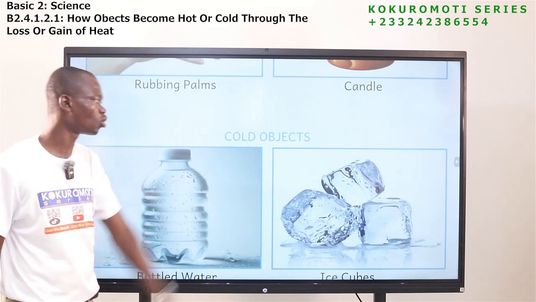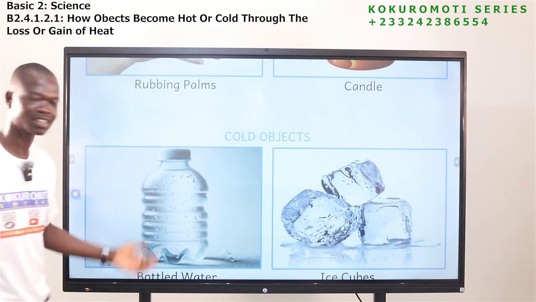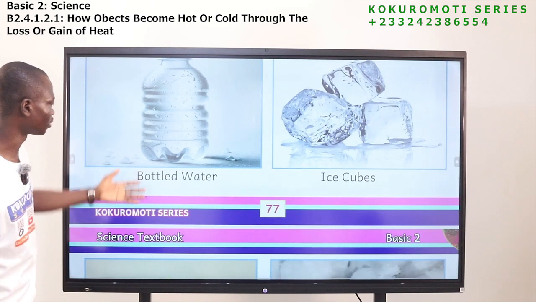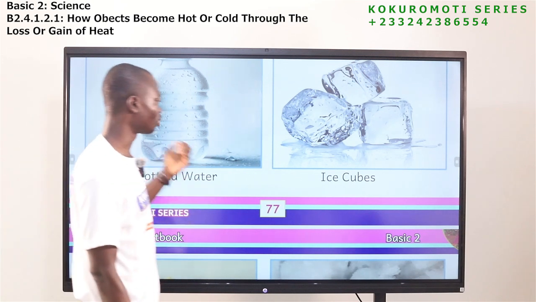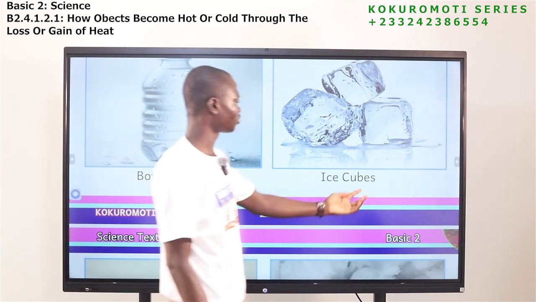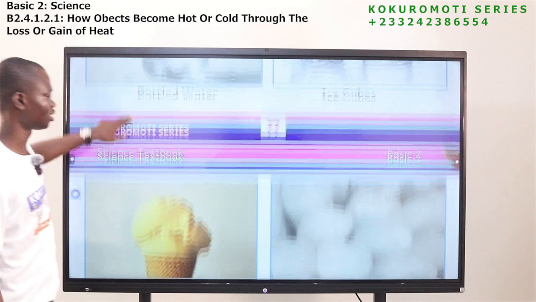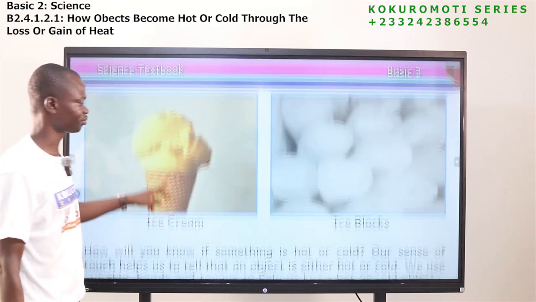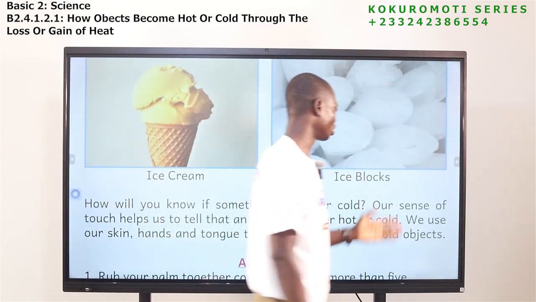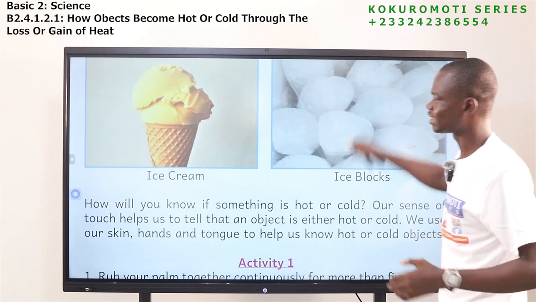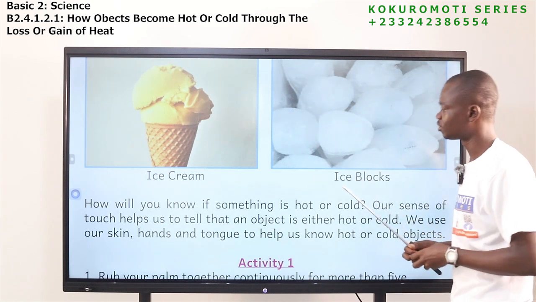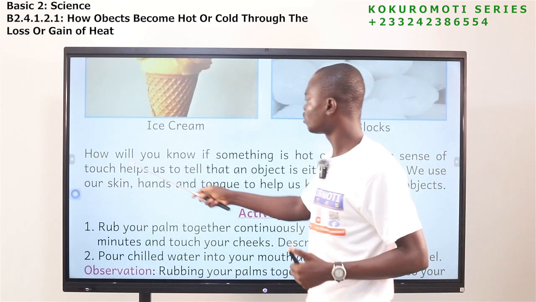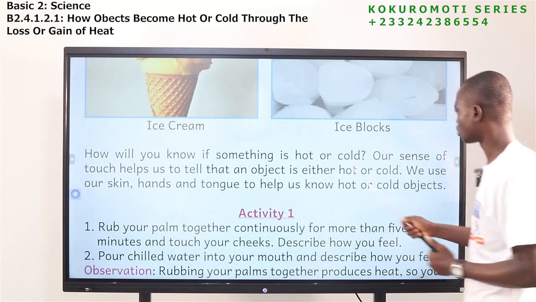Candle. Now let's look at cold objects. Things that are cold, objects that are cold. One, bottled water. We have ice cubes. We have what? Ice cream. And we have what? Ice blocks. So all these ice things are cold things, right? Very good. Let's continue. How will you know if something is hot or cold?